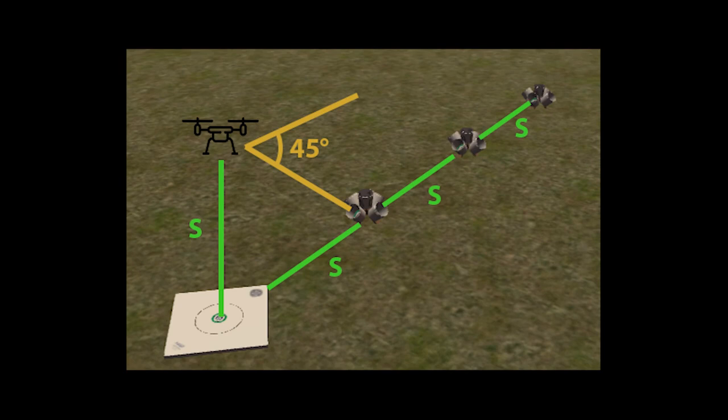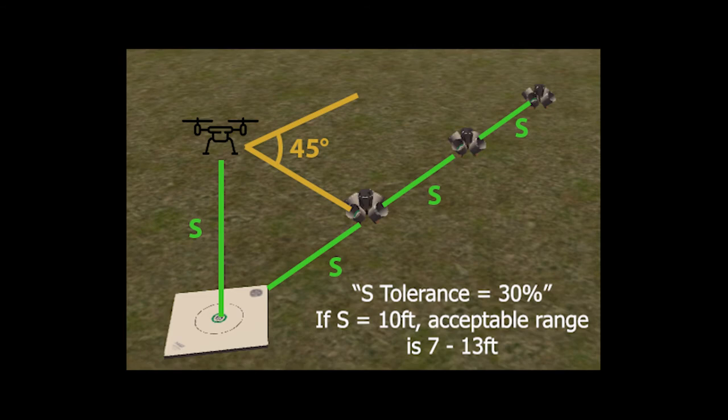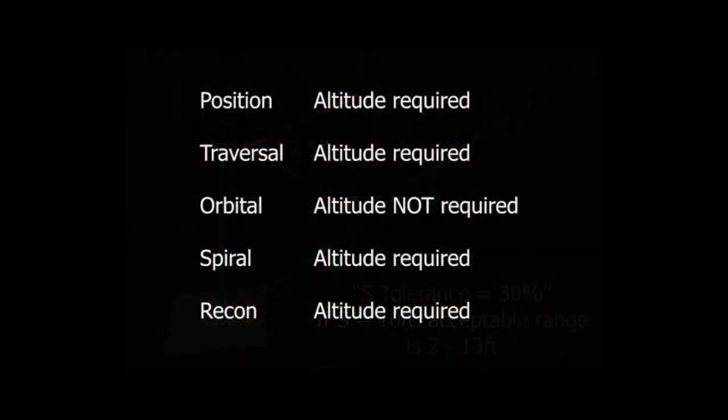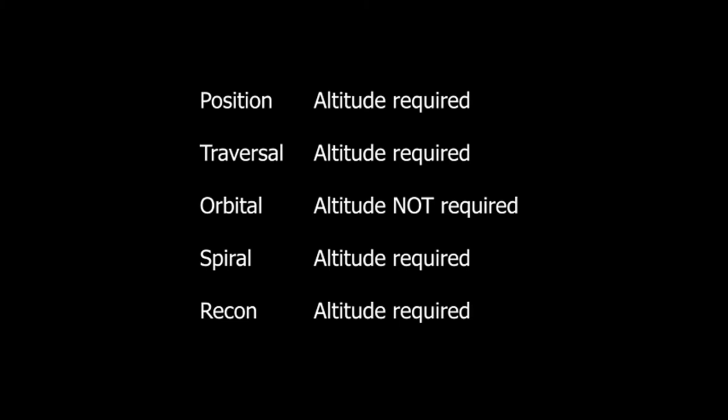When you hover at altitude S, the target is typically S feet away, meaning the camera will be placed at a 45-degree angle when perfectly aligned with the angled buckets. The tolerance for S altitude in the simulator is 30% of S. Note, the orbit test does not have an altitude requirement. You may capture buckets at any altitude in this maneuver.